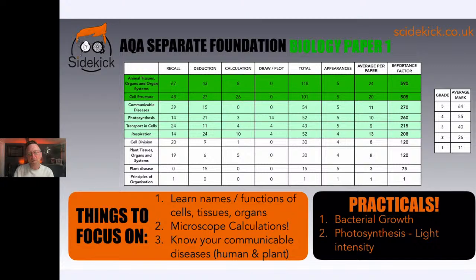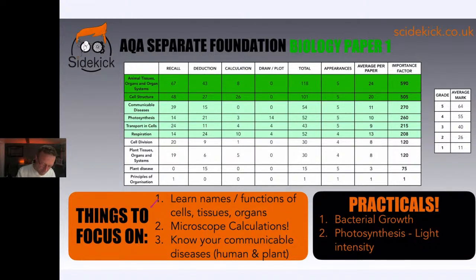Now, what are the top 3 things that we can learn from this information? I've pulled these out to make it easy for you, okay? The first one, learn the names and functions of your cells, tissues, and organs. Why? Because of this: so many marks attributed to recalling tissues, organs, and organ systems. And you know what? It's very closely linked to cell structure as well. So between those two, you've got a lot to learn. Make sure you know that because it's going to be in your exam somewhere. 100%, okay? It's going to be in your exam.